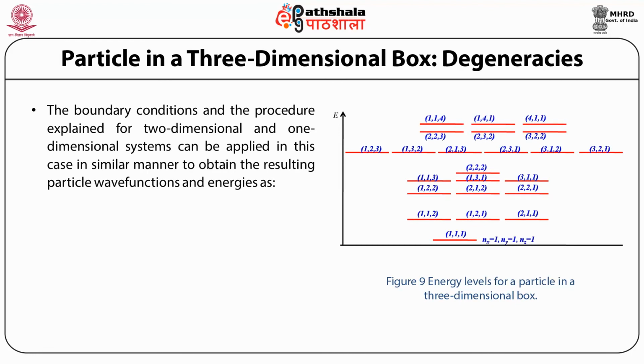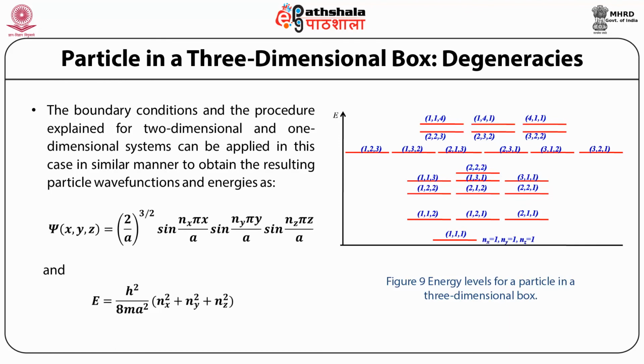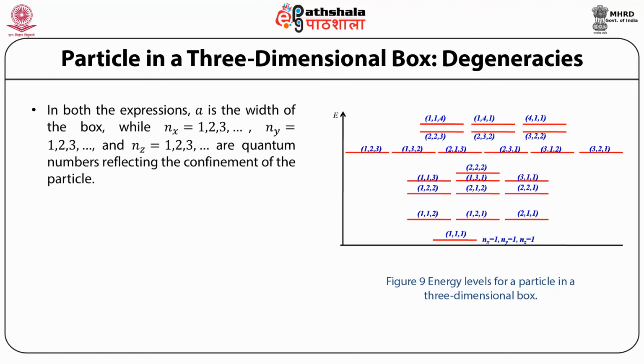The boundary conditions and the procedure explained for the two-dimensional and one-dimensional systems can be applied in this case in a similar manner to obtain the resulting particle wave functions and energies as psi xyz equal to 2 by a to the power 3 by 2 multiplied by sine of nx pi x by a multiplied by sine of ny pi y by a multiplied by sine of nz pi z by a, and E equal to h square by 8ma square multiplied by nx square plus ny square plus nz square, while nx, ny and nz can vary from 1, 2, 3, etc., which are the quantum numbers reflecting the confinement of the particle.